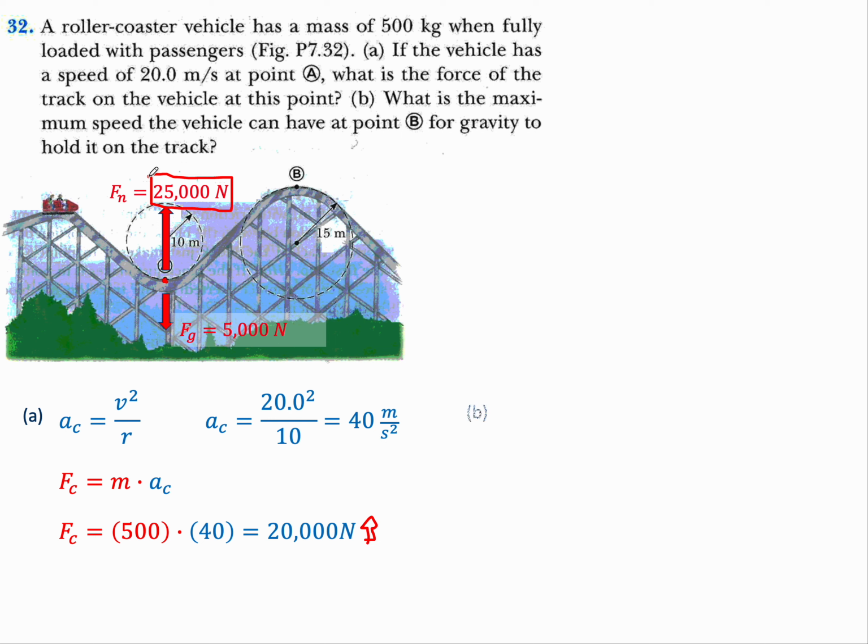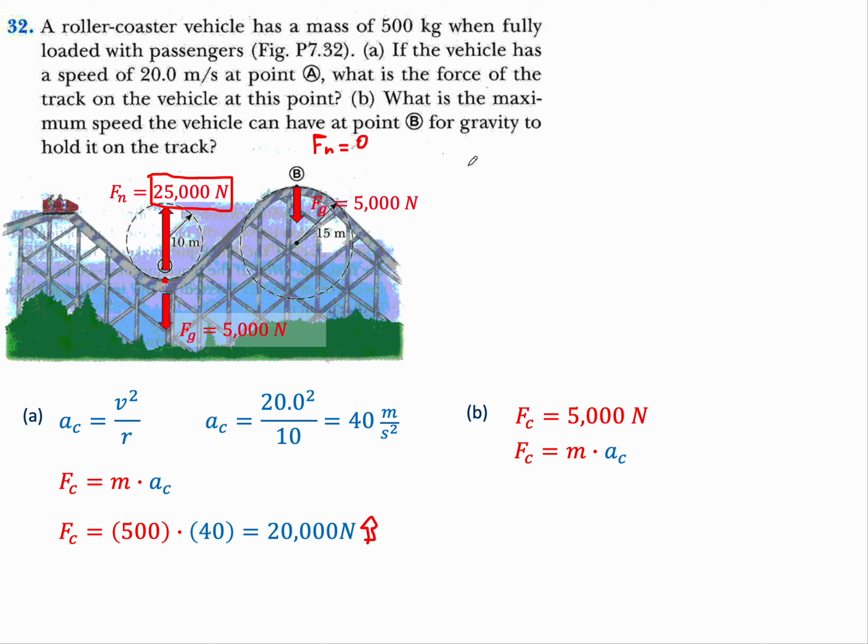For part B, what's the maximum speed the vehicle can have at point B for gravity to hold it on the track? So in this case, what we have for part B, we've got the force of gravity, and the normal force is going to be equal to 0. So in this case, the net force is just due to the force of gravity. What's another name for that net force? Well, the centripetal force for things moving in circular paths.